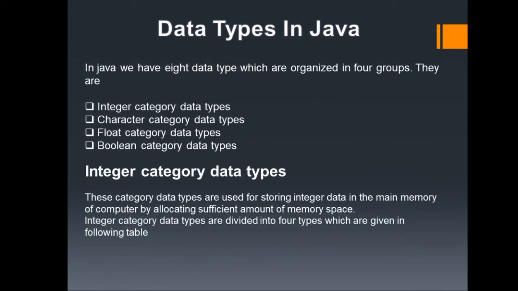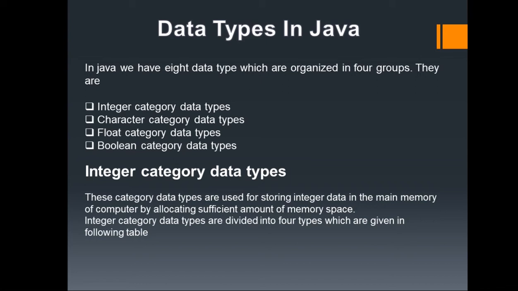In Java, we have 8 data types which are organized in 4 groups. They are integer category data type, character category data type, float category data type, and Boolean category data type. Integer category data types are used to store integer data in the main memory of the computer by allocating sufficient amount of memory space.